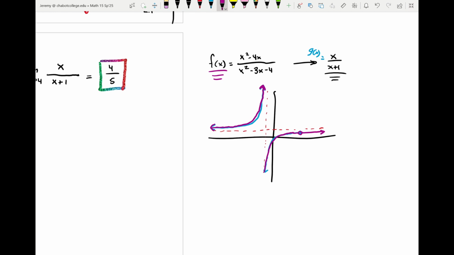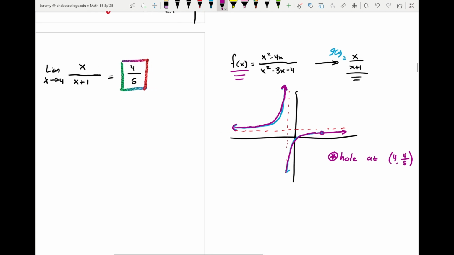Okay, the graph of g of x does not have that hole in the graph there, but f of x does. Okay, so we call this a hole. Okay, so this is a hole particularly at the ordered pair (4, 4).